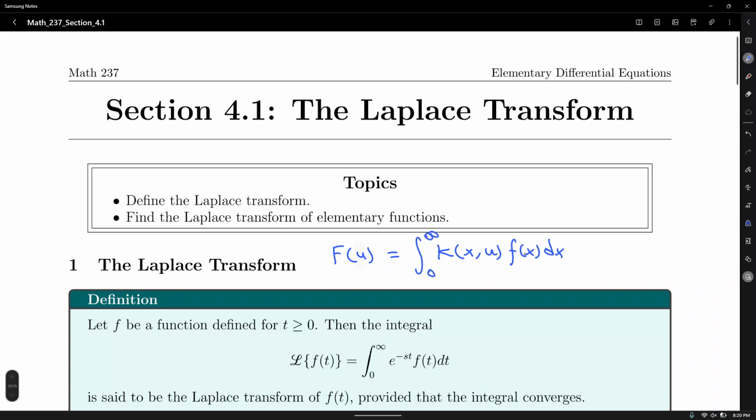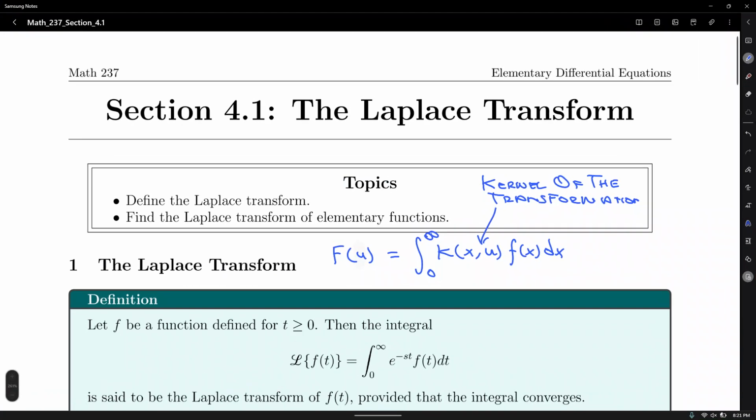Now, f of x right here is the function to be transformed, right? And this function K of x and u is called the kernel of the transformation. Well, what is that kernel of the transformation?